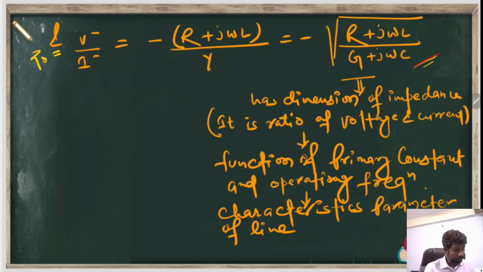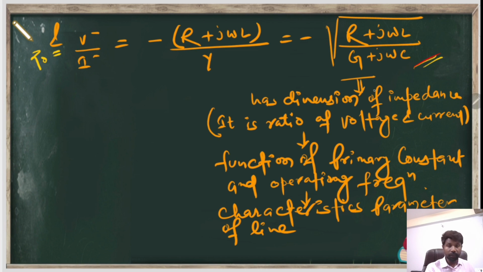Similarly, if you calculate v minus upon I minus, this will also give you the same characteristic impedance, but in this case we obtain a negative sign. We have not seen negative impedance so far. So what is the significance of this negative sign? This negative sign gives information about the direction of wave propagation. If the characteristic impedance of the line is positive, then the wave is traveling in the forward direction. If it is negative, then the wave is traveling in the backward direction.